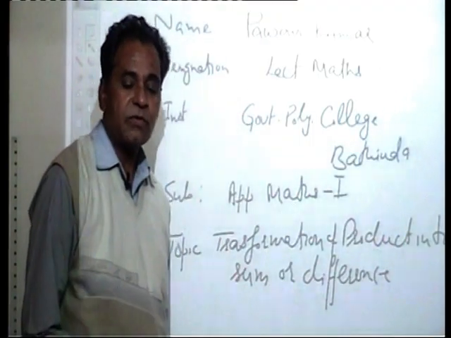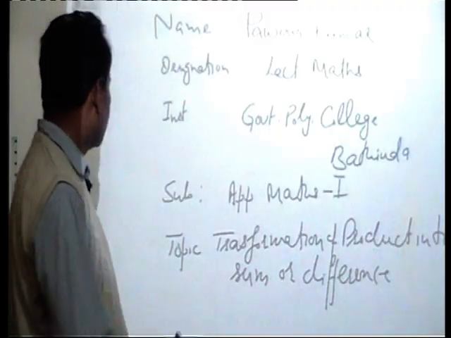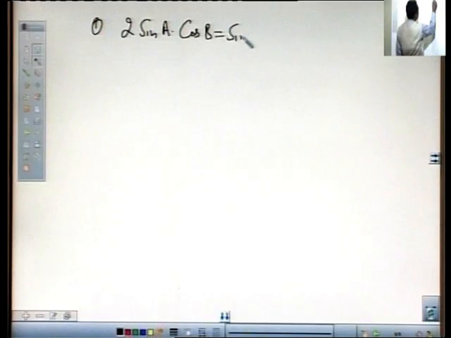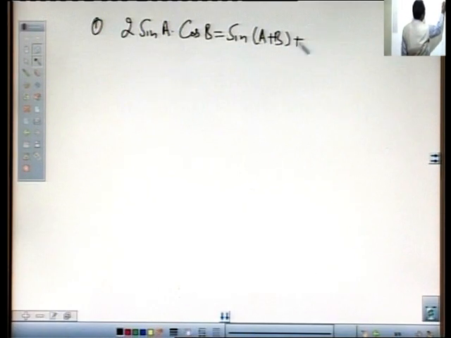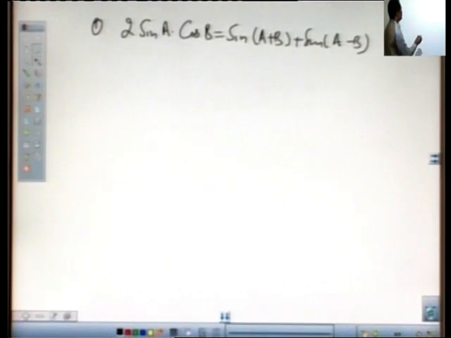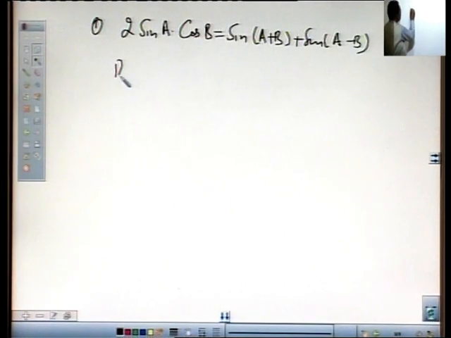First, there are 4 formulas in this topic. The first formula is 2 sin A cos B equals sin(A plus B) plus sin(A minus B). First we prove this formula.